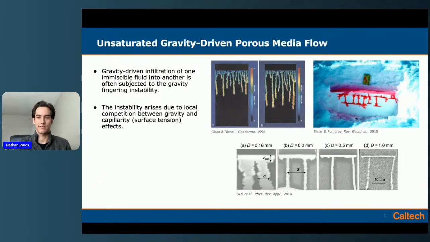To set the scope of this problem, we're looking at a centimeter-scale phenomenon, specifically water infiltration into dry porous media. The picture at the top left by Glass and Nicholl is from classic experiments on dry glass bead packs in which they infiltrate water at the top. And they observe these fingers that form with this water. The color bar here is, I believe, just saturation due to light intensity. And this is ubiquitous across unsaturated porous media.